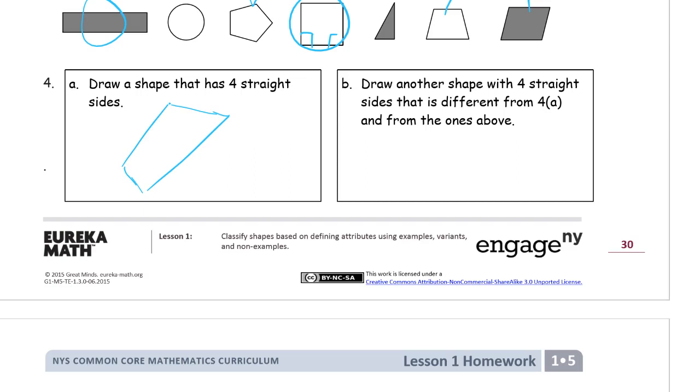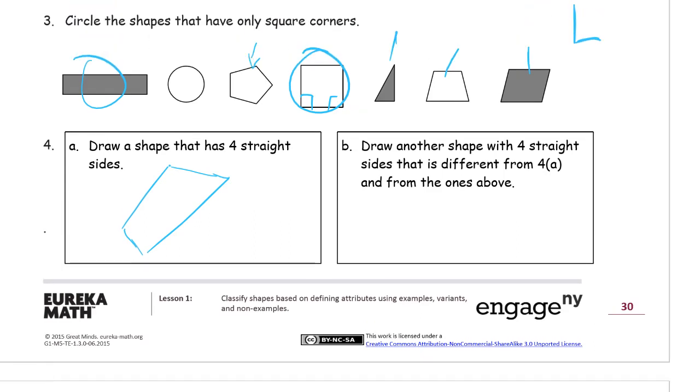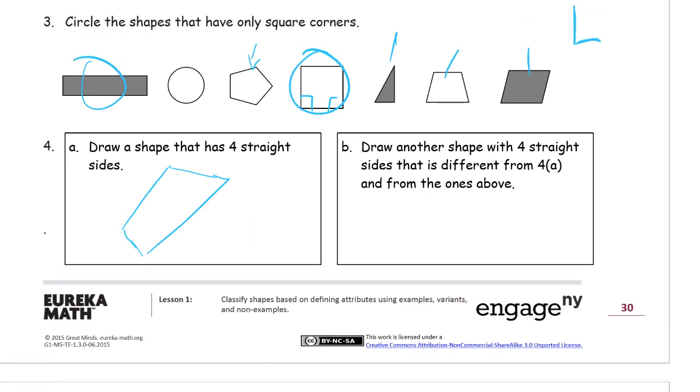And now draw another shape with four straight sides that is different from the one I just drew and from the ones above. All right, so it can't be a square or a rectangle or the shape. I don't think there's a name for that shape I just drew. Four straight sides. It can't be a rectangle or a square. How about a... There's a lot of shapes that would be fine for this. There's one. It's kind of like an arrowhead.